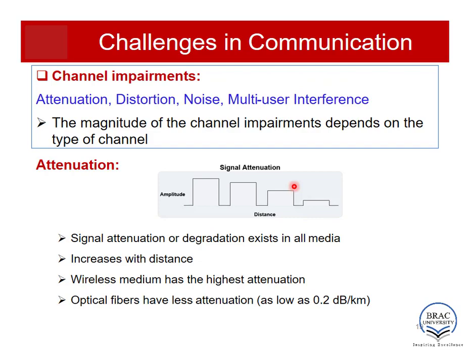If you use a wired medium like a telephone channel, attenuation takes place. If you use a wireless medium like a mobile phone, attenuation also takes place there. But wireless medium has more attenuation than wired channel. And obviously the attenuation increases with distance, and optical fiber has the least attenuation of all the media.